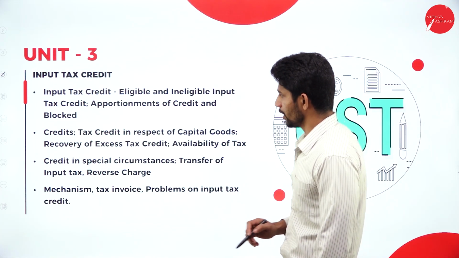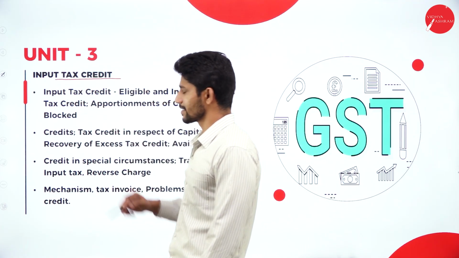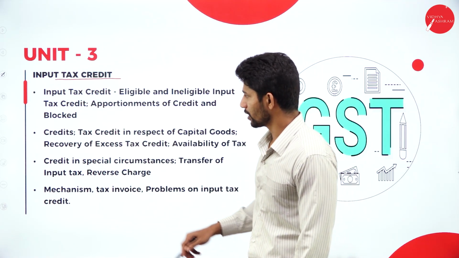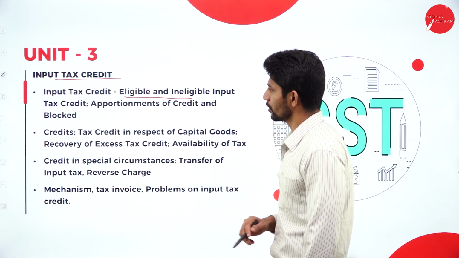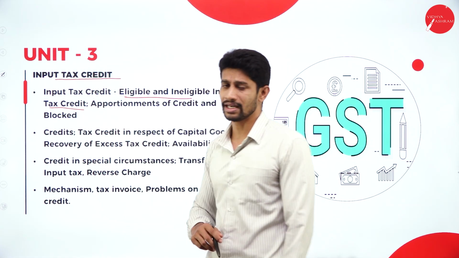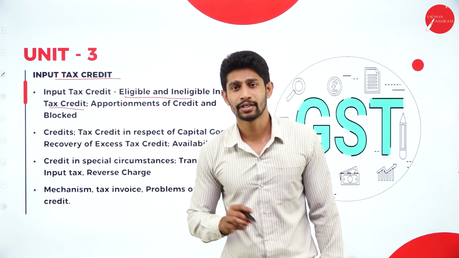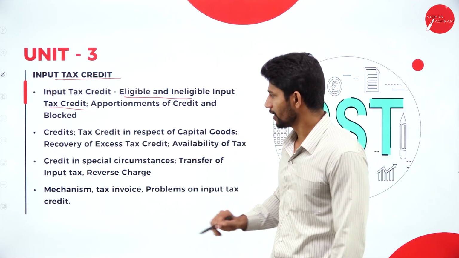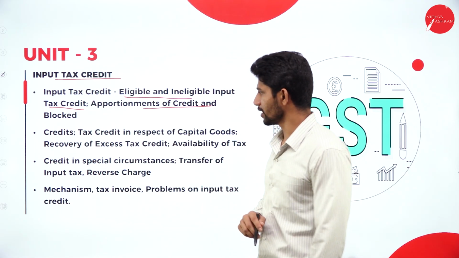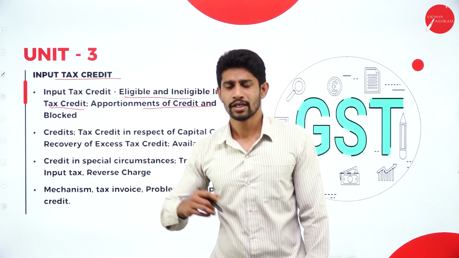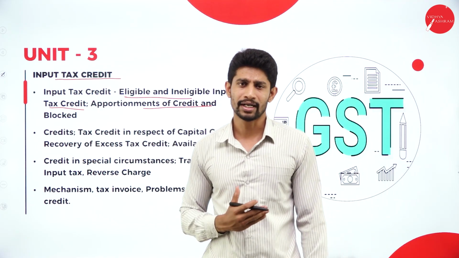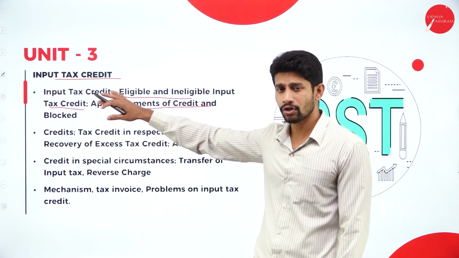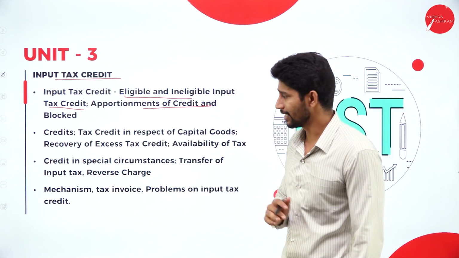Next, unit number 3 deals with input tax credit. In this input tax credit, you are going to study the people who are eligible and ineligible for input tax credit, and apportionment of credit and blocks. That means in what apportionment we are supposed to issue the credit to the organizations or to the businessman, that you are going to study in input tax credit.